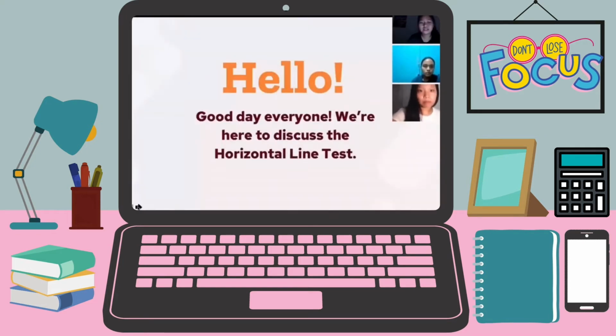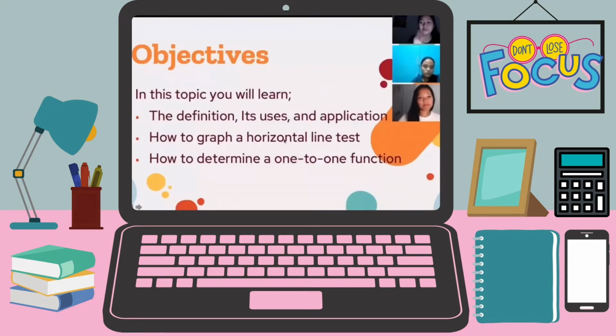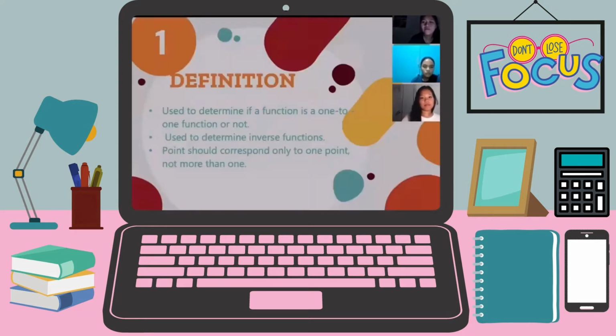This lesson is so easy. The horizontal line test has the objective of defining its uses and applications, how to graph it, and how to determine a one-to-one function. So, before we proceed, let's know the definition. It is a test that is used to determine if a function is a one-to-one function or not, and it is also used to determine if the function has an inverse. It should correspond to only one point, not more than one. For instance, we have an example from Ma'am here.